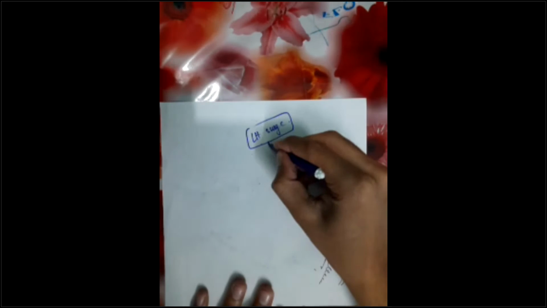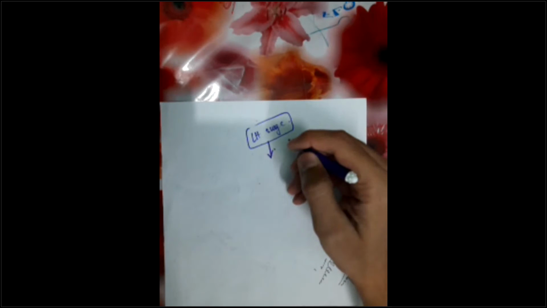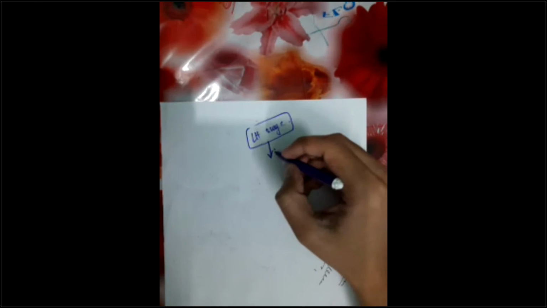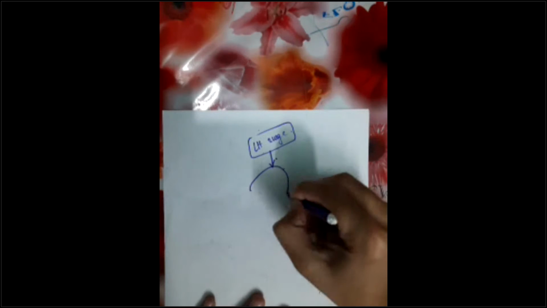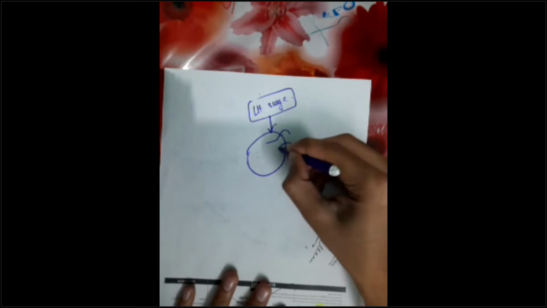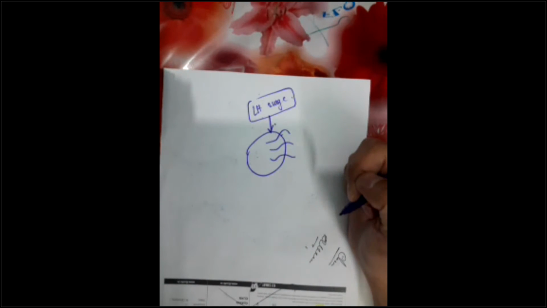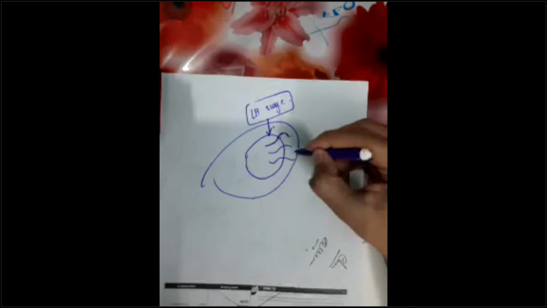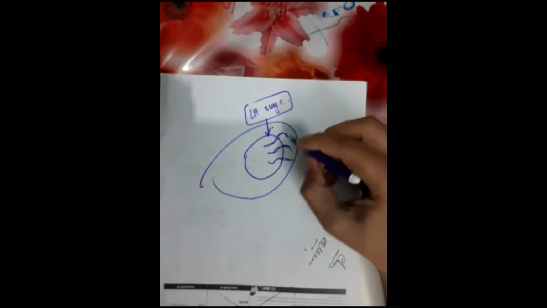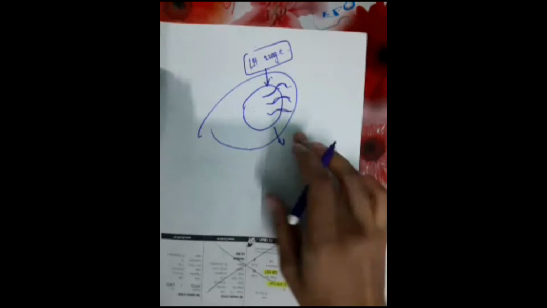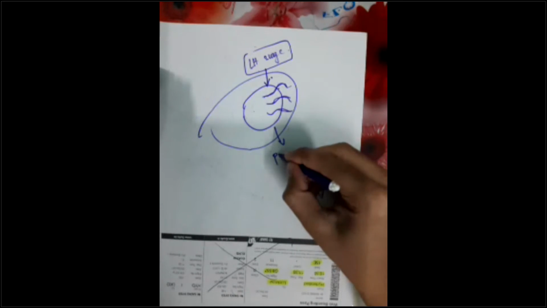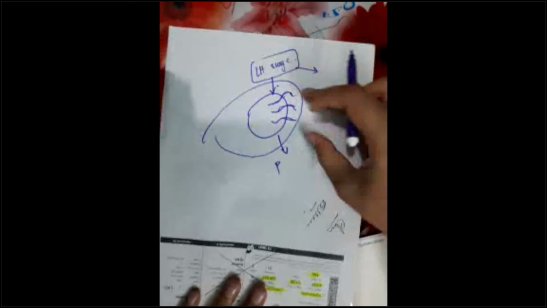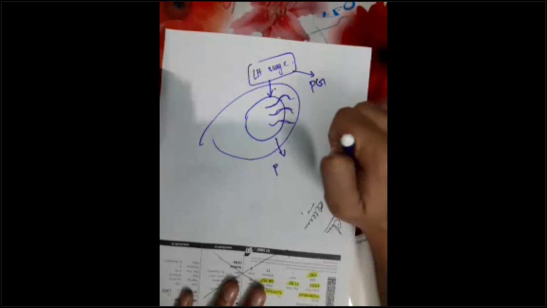Due to the LH surge, there will be proliferation of blood vessels. This is the Graafian follicle. My blood vessels will proliferate inside the Graafian follicle. This is the ovary. From the ovary, the blood vessels will proliferate inside the Graafian follicle. Now what will happen? There will be prostaglandin secretion. LH surge is causing blood vessel proliferation and prostaglandin secretion.